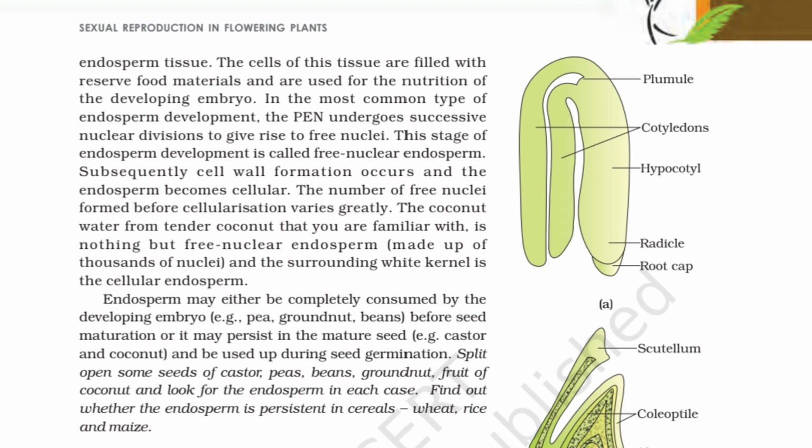Endosperm may either be completely consumed by the developing embryo, for example pea, groundnut, beans, before seed maturation, or it may persist in the mature seed, for example castor and coconut, and be used up during seed germination. Split open some seeds of castor, peas, beans, groundnut, fruit of coconut, and look for the endosperm in each case. Find out whether the endosperm is persistent in cereals: wheat, rice, and maize.